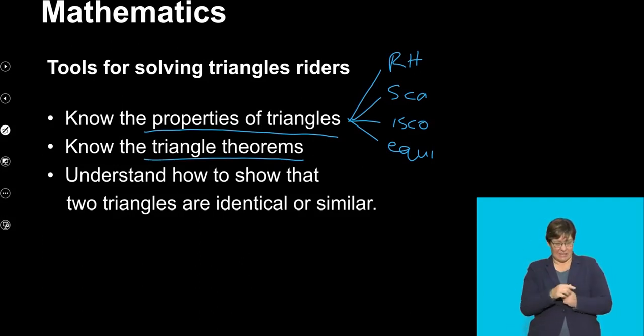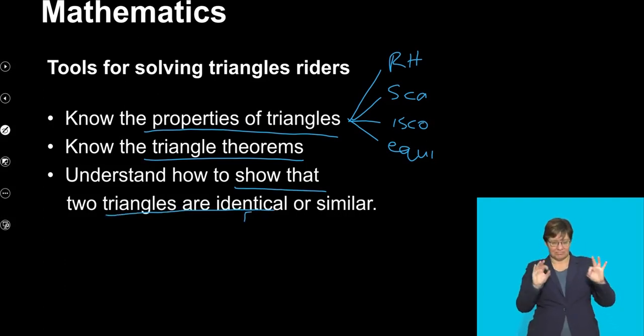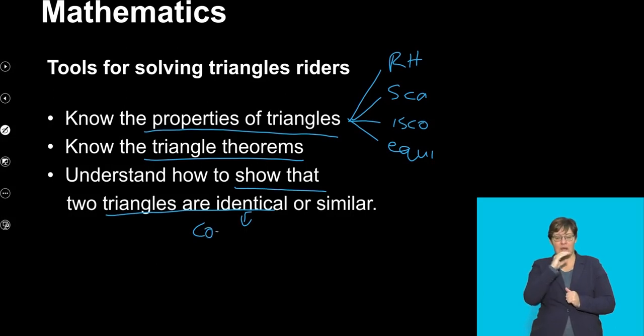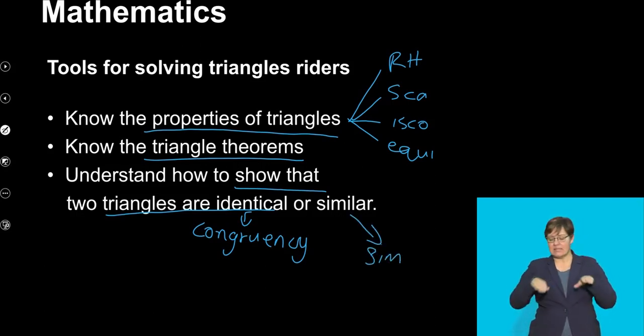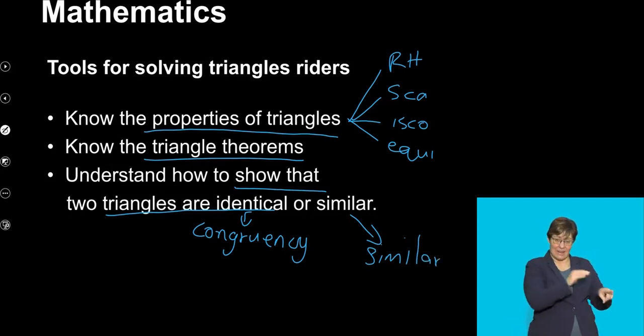Also, you need to understand how to show that triangles are identical. Remember, identical will be congruency, and similar will be similarity, right? Because triangles can be similar or they can be identical. There's a difference. Identical means angles are equal, sides are equal. Similar would mean angles are equal, but sides are in proportion.